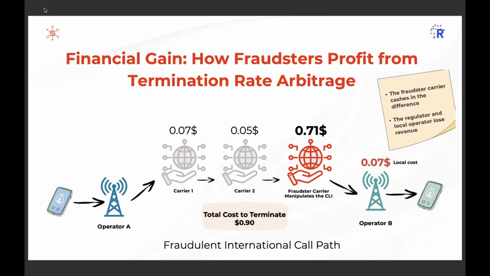Meanwhile, operator B loses revenue, and the regulator loses out too, because call volumes and termination fees are misreported or not reported at all. And this isn't just a rare loophole, it's a widespread cross-border form of fraud that takes advantage of weak trust in caller ID and lack of transparency in call routing.